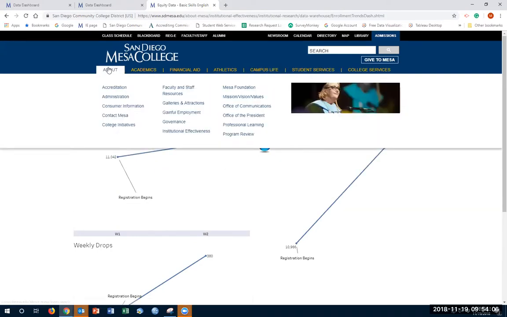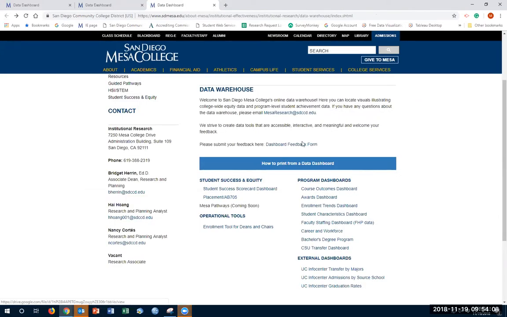And as with all of our dashboards, we encourage you to leave feedback here. Here's the dashboard feedback form. If something looks off, is not functioning correctly, or you just have ideas on how to make our dashboards more effective.